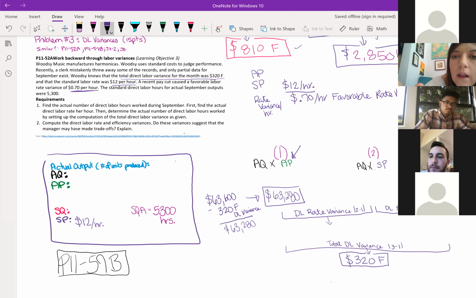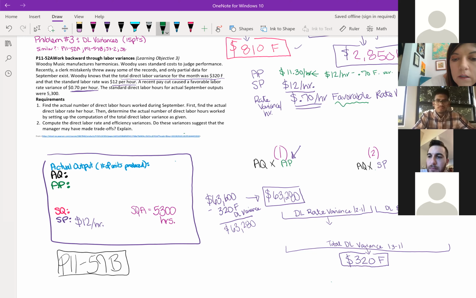So is the actual price going to be higher or lower than our standard price per hour? If it's favorable, it's lower, right? So we're going to take $12 per hour minus the 70 cents favorable variance to get our actual price that we paid per hour, which is $11.30 per hour. Does that make sense?